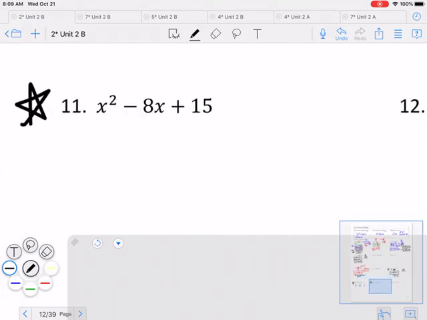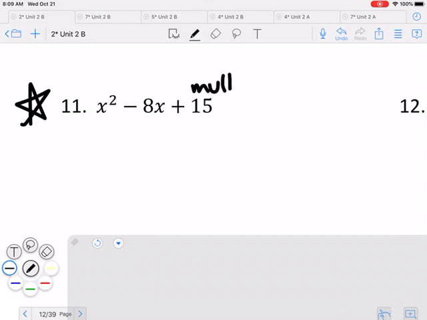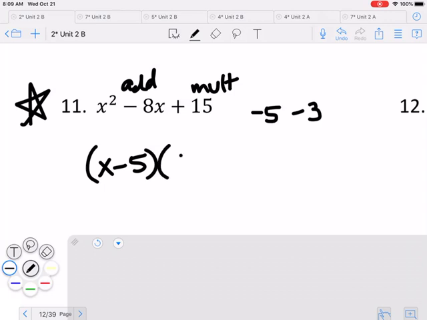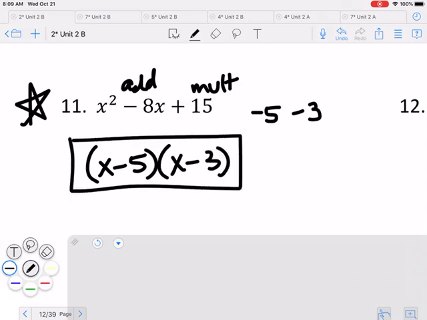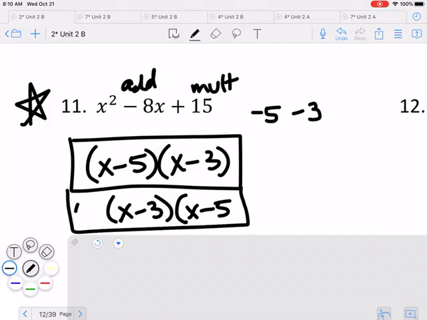And finally, two numbers that multiply to positive 15 and add to negative 3. So that would be negative 5 and negative 3. x minus 5 times x minus 3. And always please remember that you can flip those around and it's the same thing. x minus 3 times x minus 5 is the same thing.